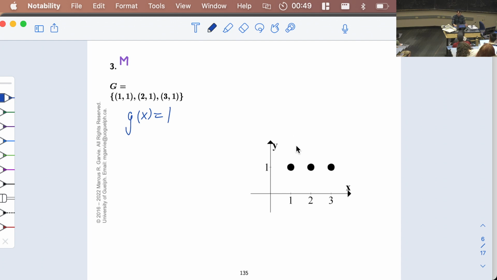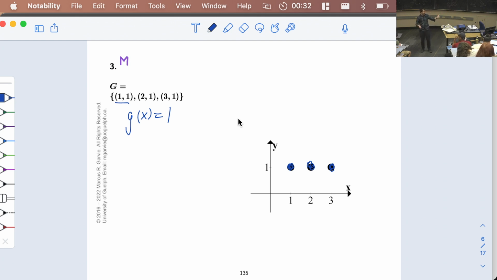And that perfectly matches what's going on here. When the input is 1, the output is 1. When the input is 2, the output is still 1. When the input is 3, the output is 1 again. So it perfectly matches: the output is always 1 no matter what you input.